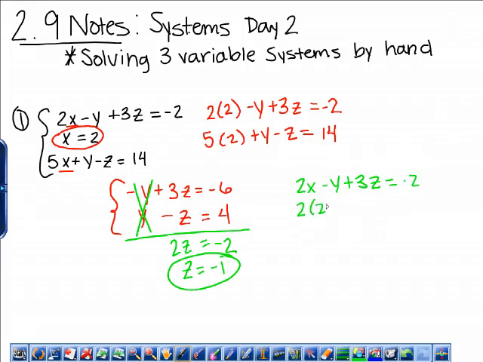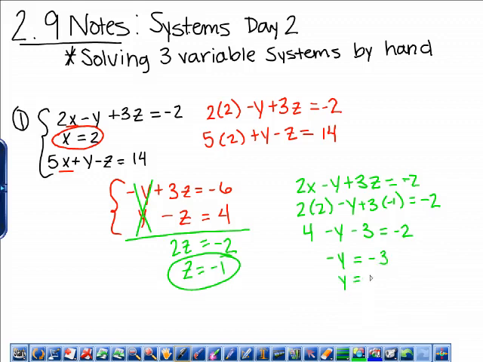So 2 times 2 minus y plus 3 times -1 equals -2. So what do we get for y? Y equals 3. All right. Yeah, I did. 4 minus 3 is 1. Subtract 1 from -2. It's -3. All right, so to write your solution, you're going to go x, y, z. So 2, 3, -1.